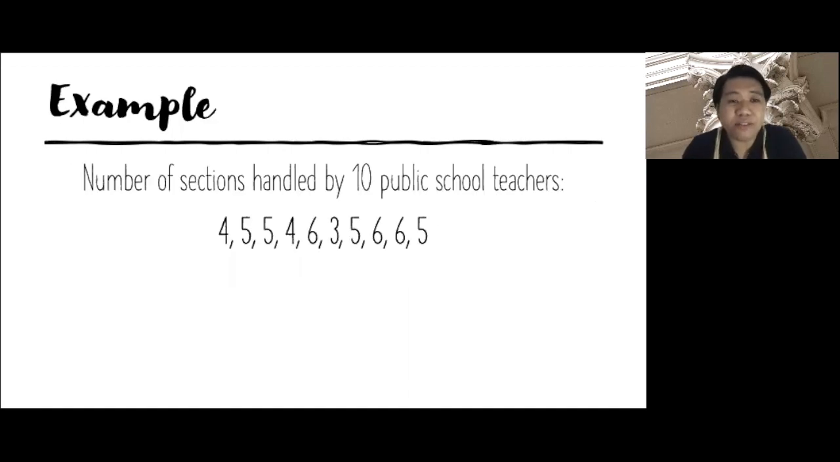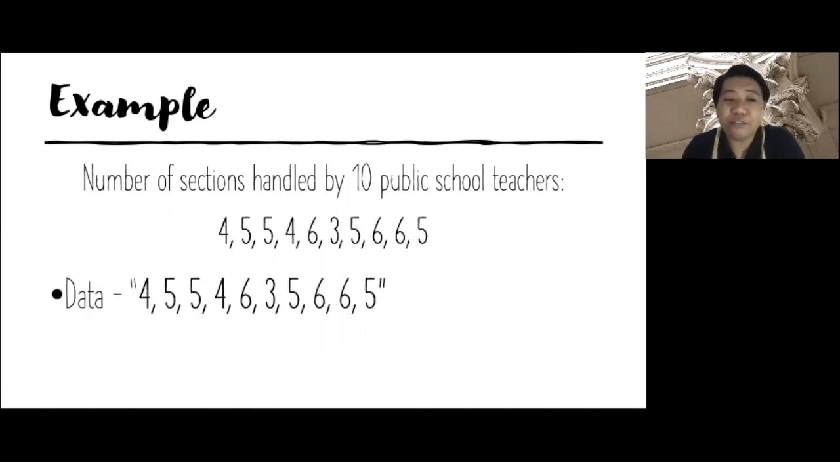These are the number of sections handled by 10 public school teachers. So we have 4, 5, 5, 4, 6, 3, 5, 6, 6, 5. So the data gathered were 4, 5, 5, 4, 6, 3, 5, 6, 6, 5. And a data point is 5.